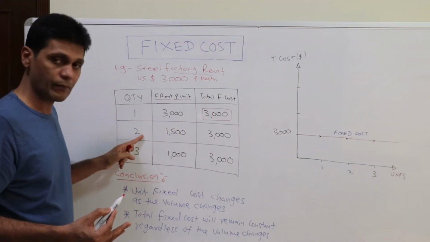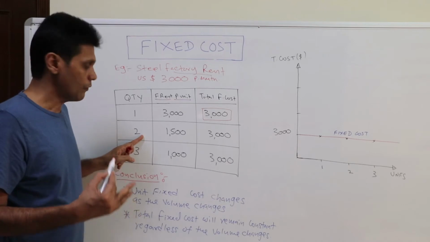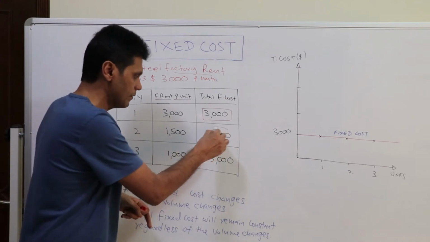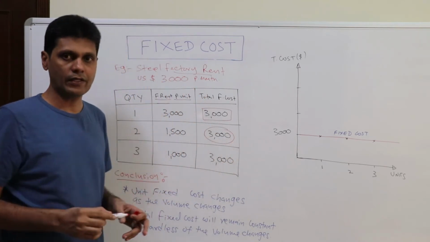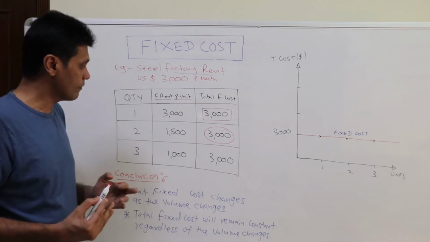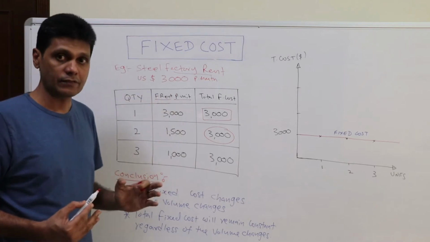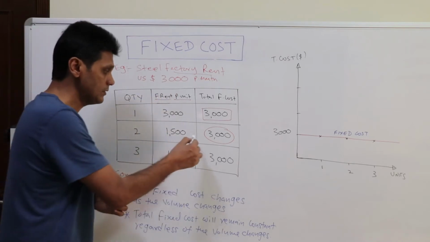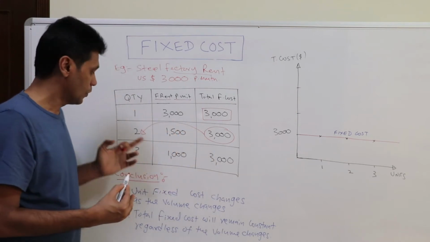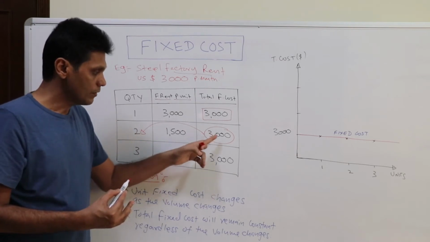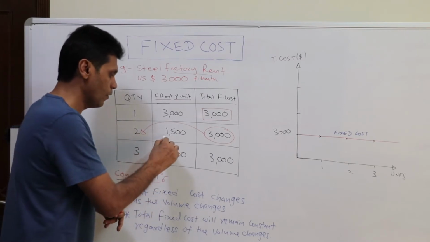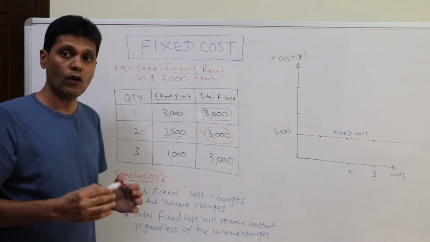As you increase the production to 2 units, what is going to happen now? Your total fixed cost is still going to be 3000. You have to pay the factory rent regardless of the number of units you produce. However, the factory rent per unit will reduce. Why? This 3000 will be allocated amongst these units. Since 2 units are produced, this 3000 will be allocated among these 2 units, so your fixed cost per unit will be 1500.